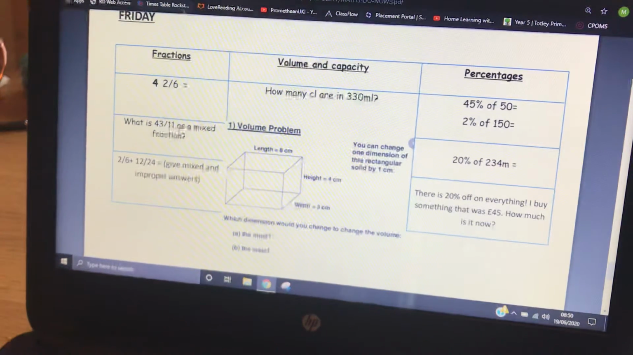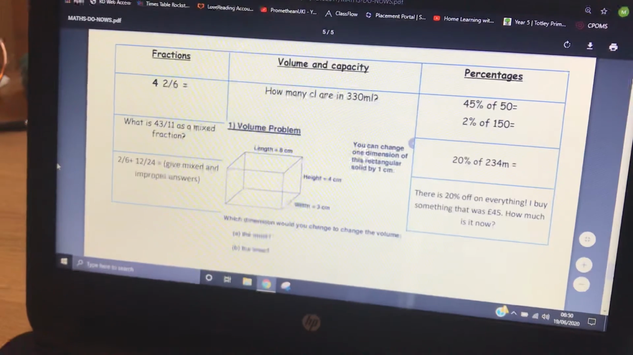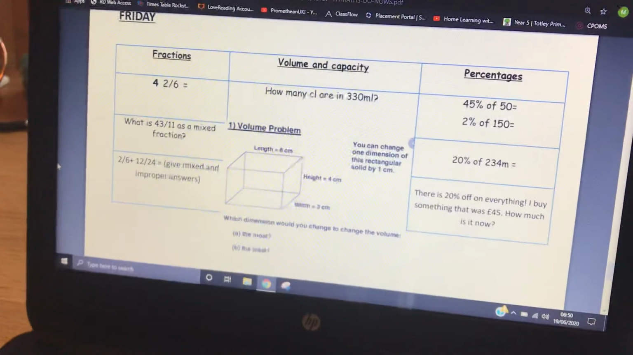It's our maths for Friday. It's the last day of the week for our home learning once again. So let's have a look at these and see if you got them right.